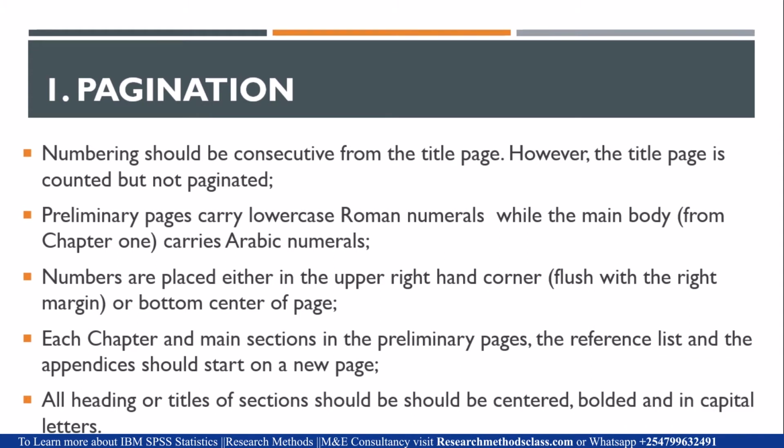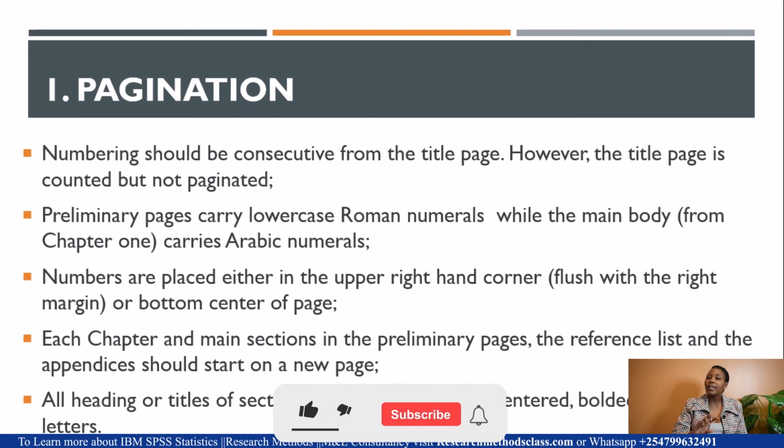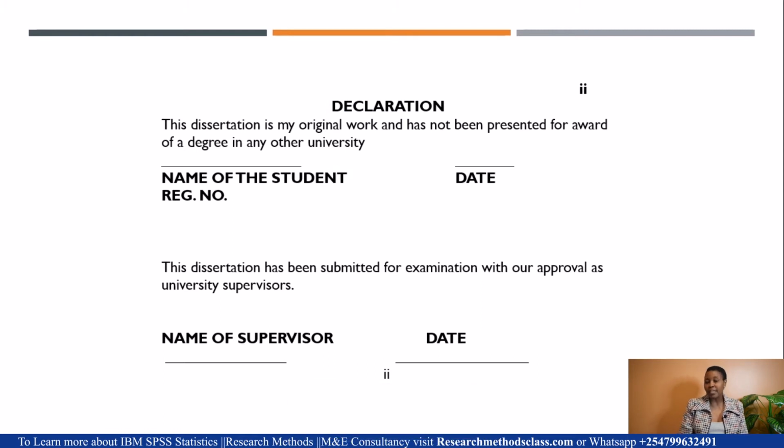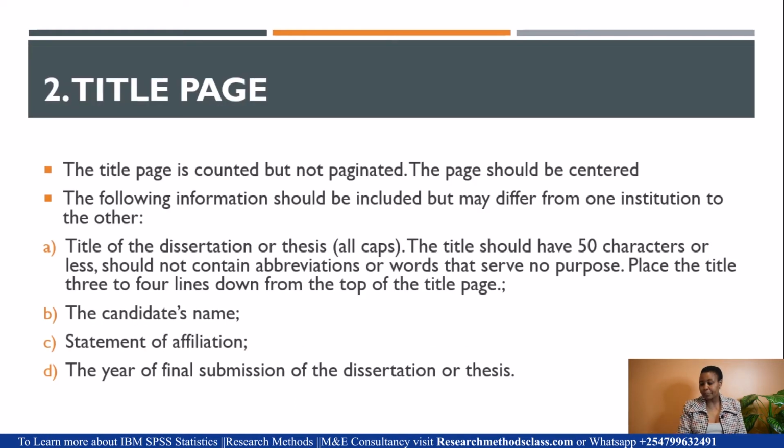And all headings or titles of sections should be centered, bolded, and in capital letters. And this is what we have said. If this is in conflict with what your institution allows, then follow the institution. For instance, you can see this page, which is the declaration page, has the page number to the right, all center, bottom. So that is what APA requires. So you can either use the top right, or bottom centered.